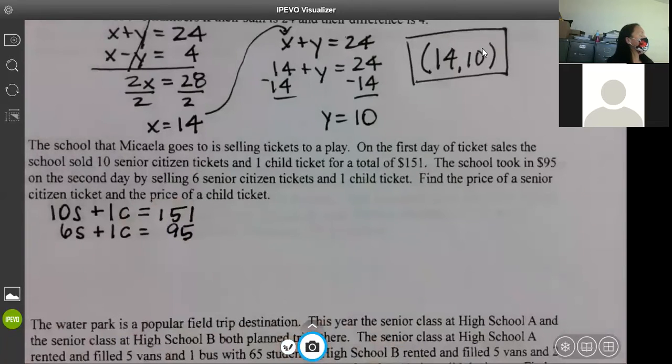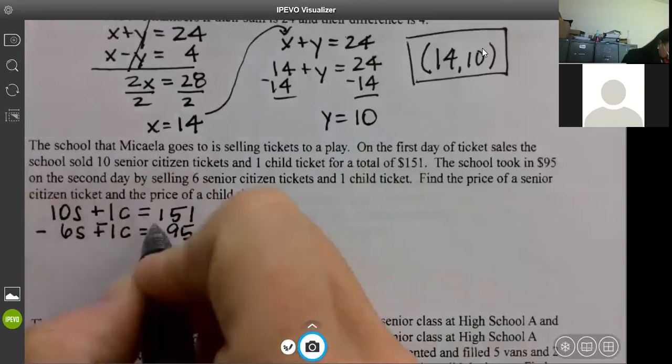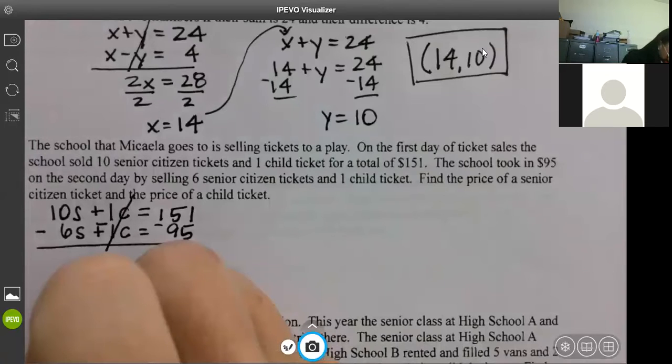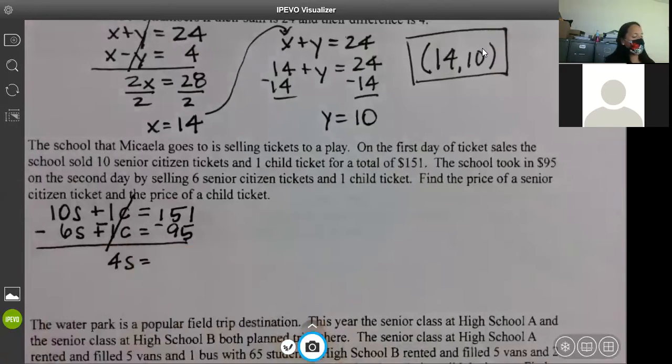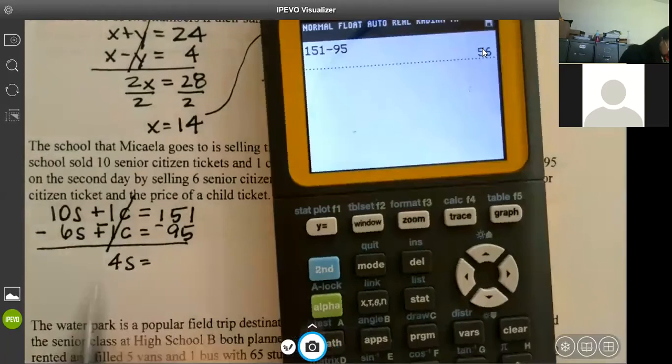Okay, yeah. So the C's are the same, one C and one C, but we need them to cancel out. So what do we have to do? Change the sign. So we're going to change, change, change. Perfect. So then C's cancel out. What is 10 minus 6? And then 151 minus 95. If you need calculators, get them. 151 minus 95 is 56.